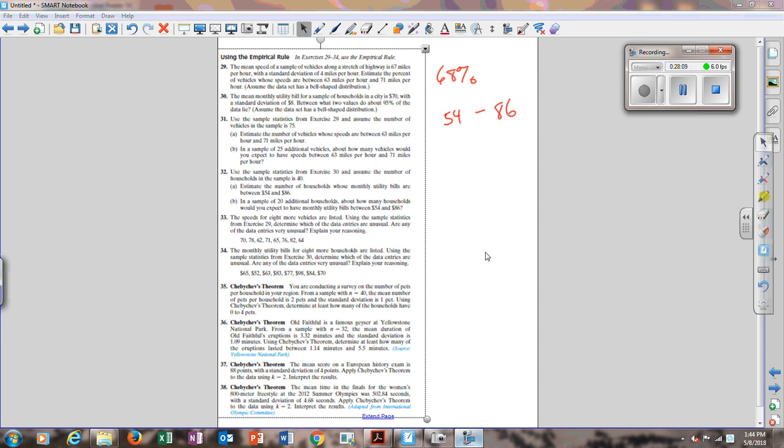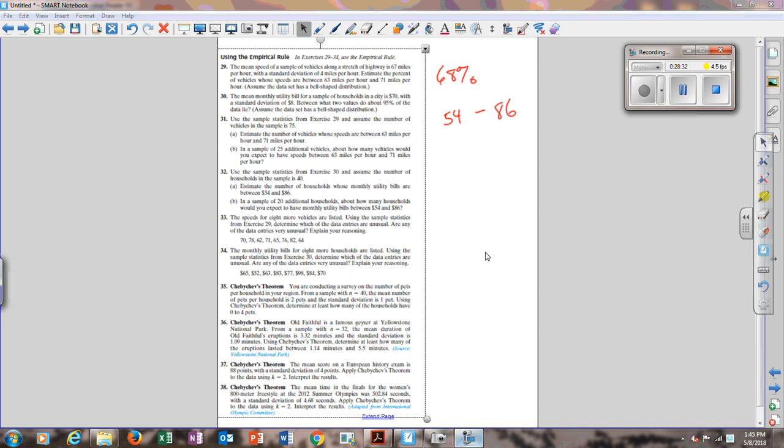Old Faithful is a famous geyser at Yellowstone National Park. From a sample with n equals 32, the mean duration of eruptions is 3.32 minutes and the standard deviation is 1.09 minutes. Using Chebyshev's theorem, determine at least how many of the eruptions last between 1.14 and 5.5 minutes.